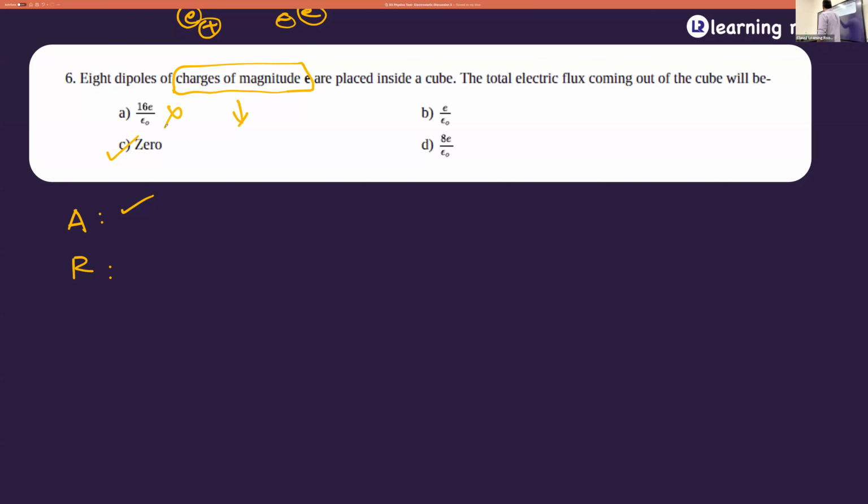Another is E by epsilon naught. They will think that E is the total charge present inside, because E is given here and they will not read it fully. Another is 8E by epsilon naught, E multiplied with 8. Now, three types of wrong thought process. I have seen these kinds of mistakes, that is why I'm telling it.